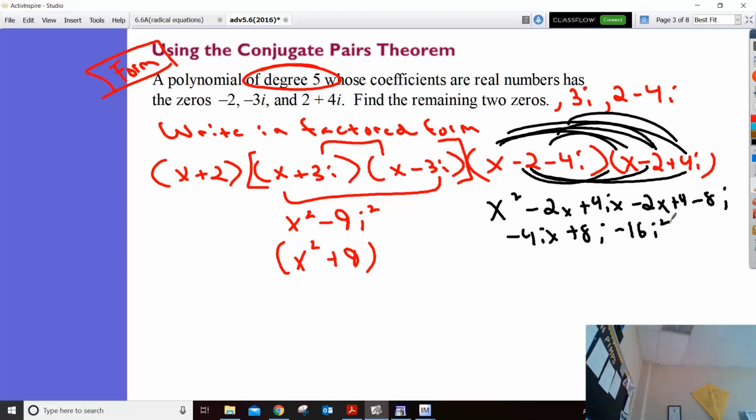A lot of stuff cancels out. It always does. You've got a plus 4ix and a minus 4ix. They're gone. You've got a minus 8i and a plus 8i. And they're gone. And you're left with x squared minus 4x. You've got these two pieces here, 4 and a negative 16i squared. What's a negative 16i squared? 16 plus the 4 makes 20.